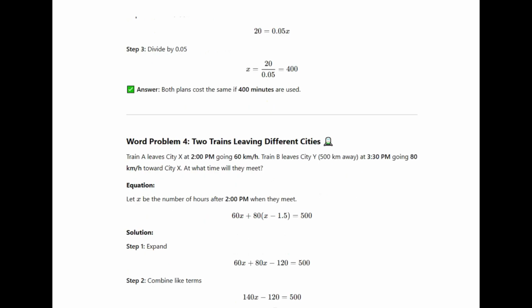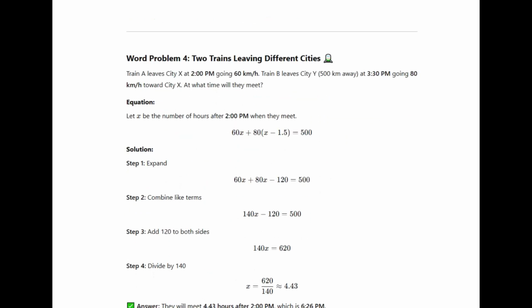Word problem 4. 2 trains leaving different cities. Train A leaves city X at 2 p.m. going 60 kilometers per hour. Train B leaves city Y, 500 kilometers away, at 3:30 p.m. going 80 kilometers per hour towards city X. At what time will they meet?